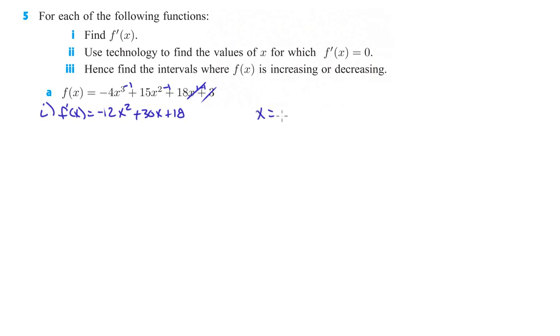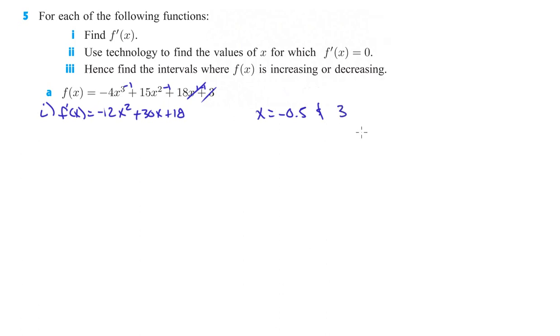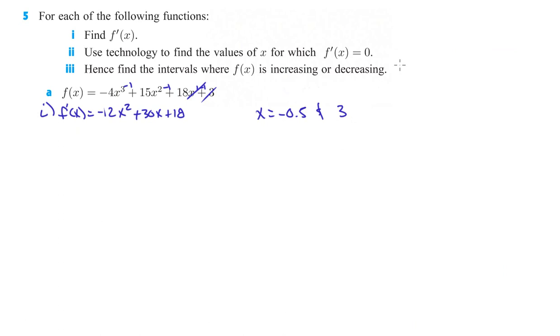So when x equals negative 0.5, and you can also look on here and see that it's definitely going through at 3. So at negative point, oh, sorry, not negative 0.5. Oh, yeah, it is negative 0.5. Negative 0.5 and 3 are the values of x for which it equals 0. So then it says, hence find the intervals where f of x is increasing or decreasing. What we're getting at is we know that these two are going to be maximums and minimums.